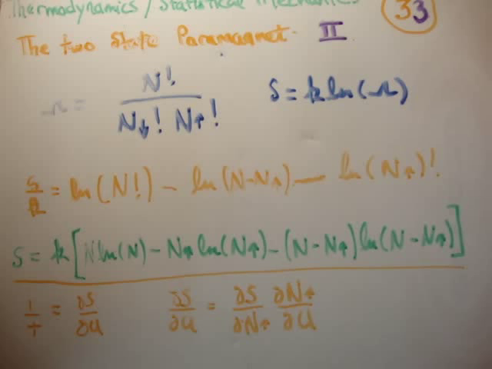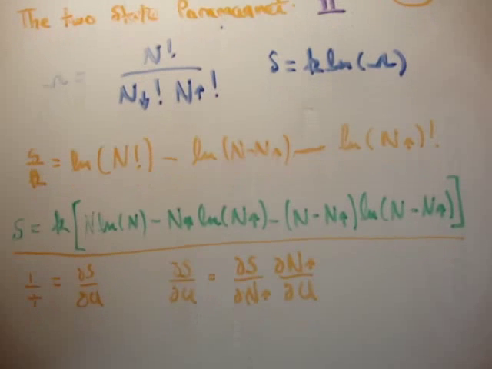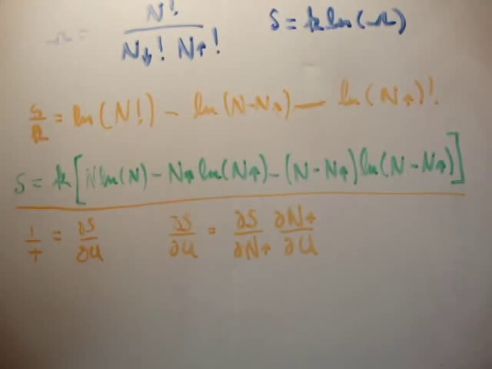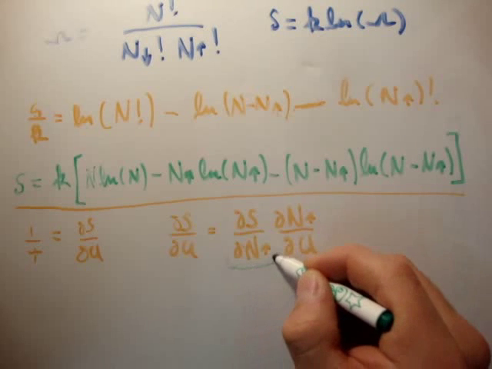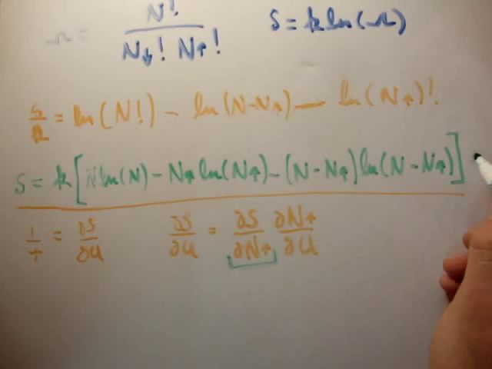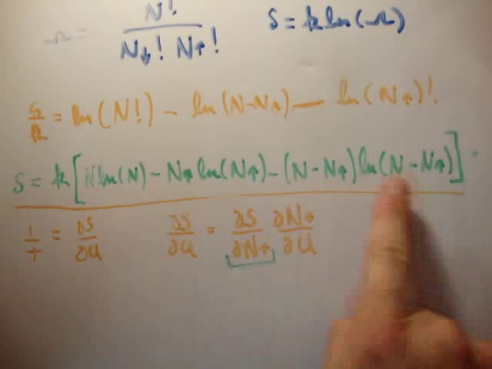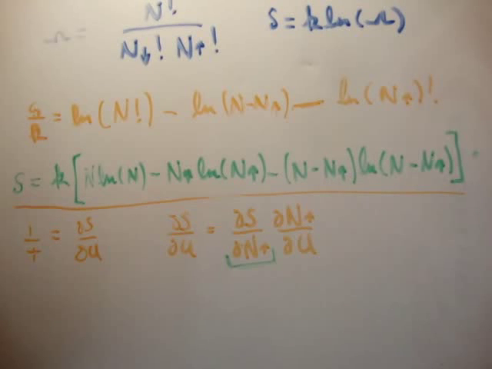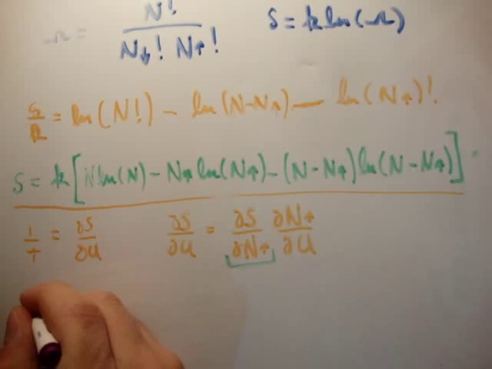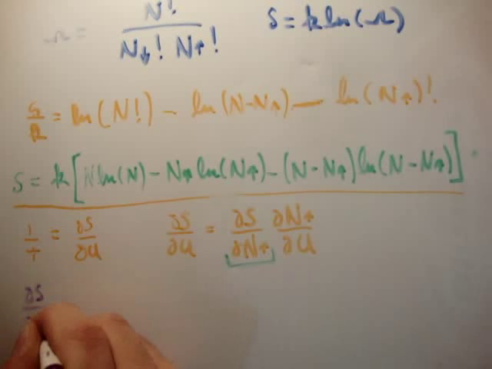So where do we go from here? Well, we just start plugging and chugging. So let's go ahead and do it. So we have our chain rule. What I'm going to do first of all is del S del N up. Now here is our functional form of entropy. So you need to get the derivative with respect to N up on this. That's pretty straightforward. So del S del N up is going to be equal to the following.